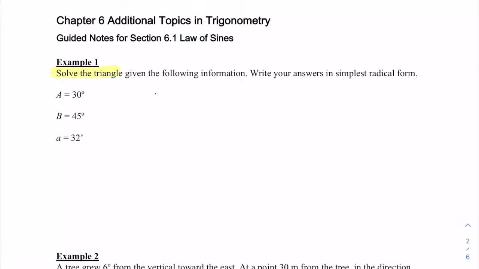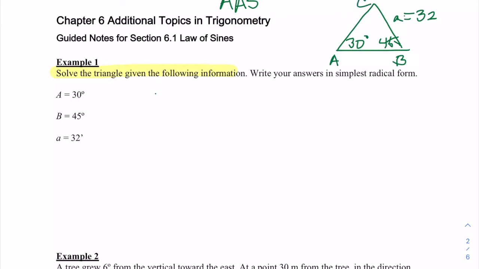Okay, let's start using the law of sines. We're going to solve for the given triangle, meaning we're going to find all the angles and sides that are missing. We know that angles A and B are given, so that's 30 and 45, and we're given side A, which is 32. So that's an angle, angle, side. We know that we can prove triangles with angle, angle, side. The things that we're missing: angle C is easy to figure out, just 180 minus 30 minus 45. That's 105. And then we're missing sides B and C.